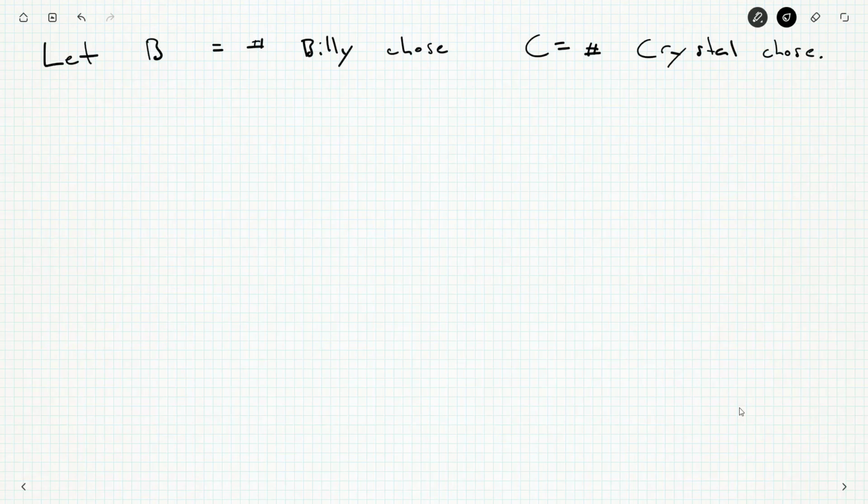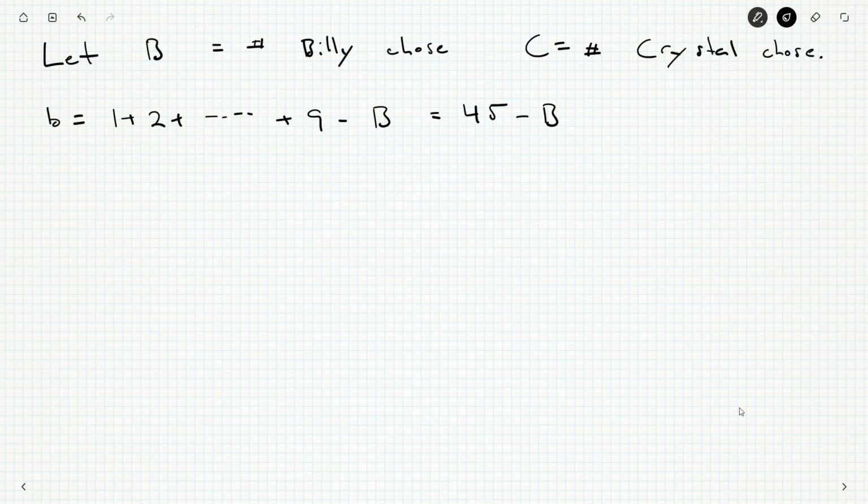Okay. So I don't know what B is, but I know that B is going to be the sum of the numbers of balls minus the 1 ball that Billy took out. And just from experience, I know the sum of the numbers from 1 to 9 is 45. Of course, you can grab a calculator to work that out if you want to.